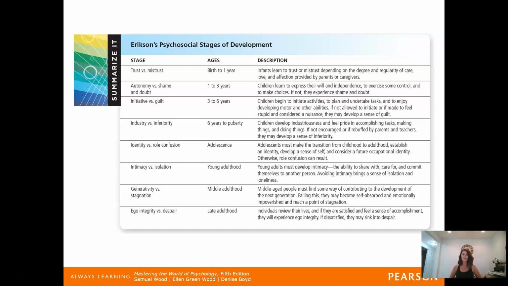Your industry versus inferiority. This is 6 years to puberty. So children develop industriousness and feel pride in accomplishing tasks and making things and doing things. If not encouraged or if rebuffed by parents and teachers, they may develop a sense of inferiority.